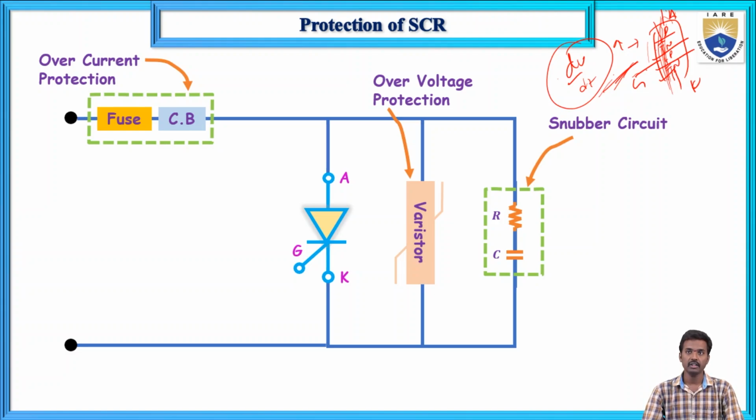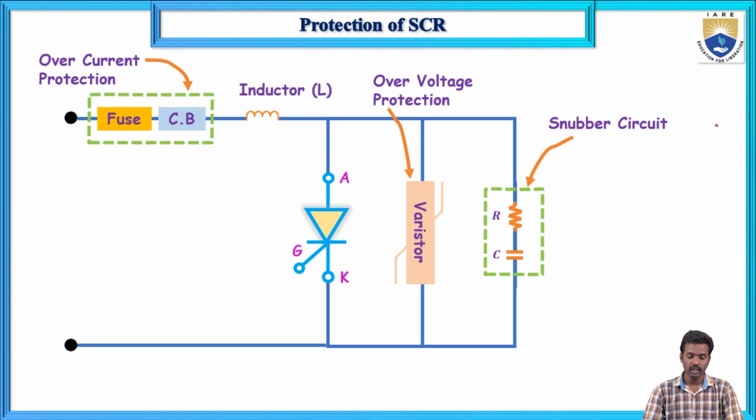Next is the di by dt protection. Here di by dt can be protected using an inductor. If you connect an inductor in series with the SCR, then we can protect against di by dt. So how does it happen?